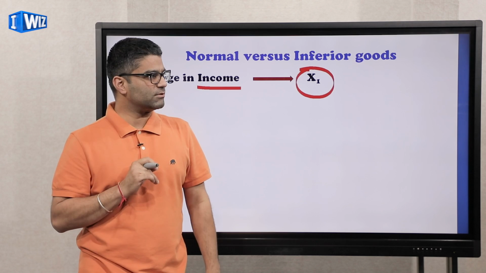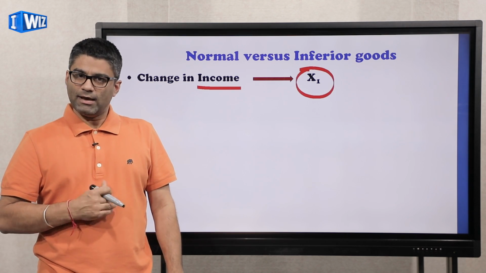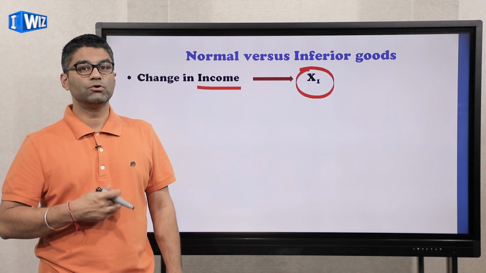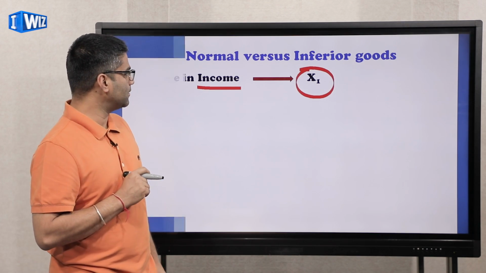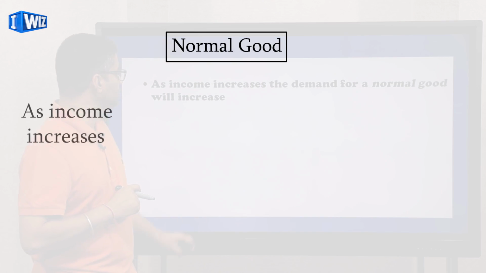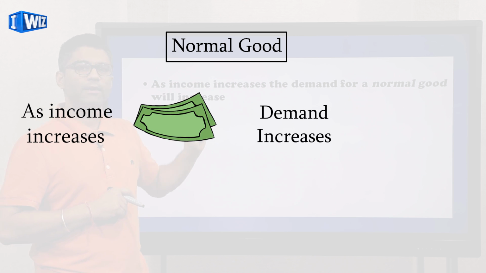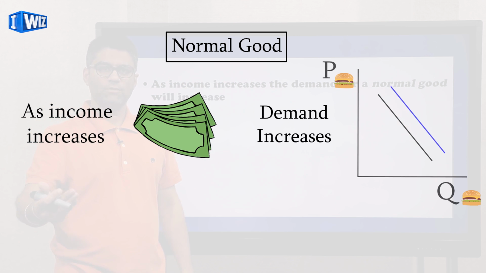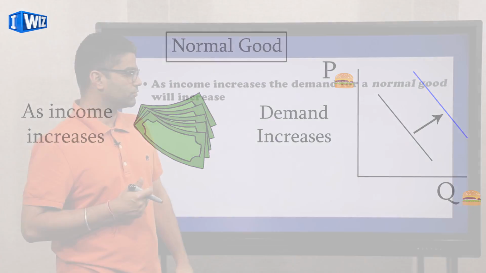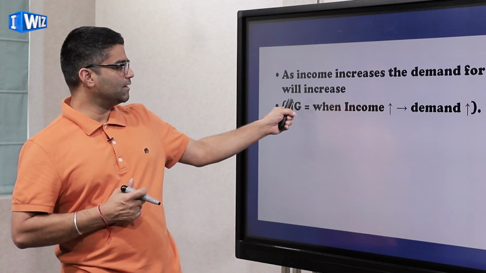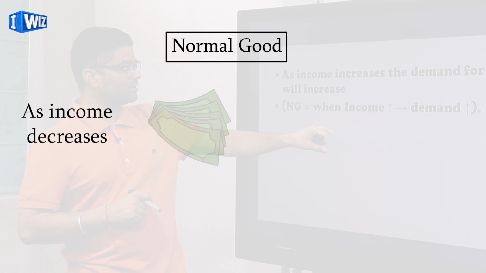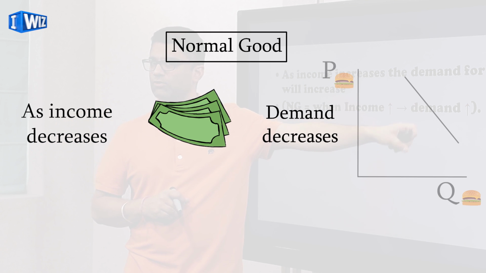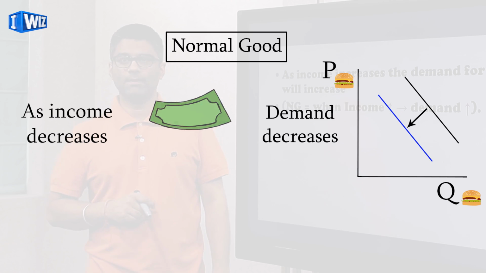Now think about examples where that might not be the case. Is it possible to have a good where if your income goes up, you'll actually buy less of that good? So think about that, and I'll define what a normal good is. A normal good is a good where if your income goes up, you'll buy more, and if your income goes down, you'll buy less. So in relation to the demand curve, if you're talking about a normal good, as your income goes up, the demand goes up, and as your income goes down, demand goes down.